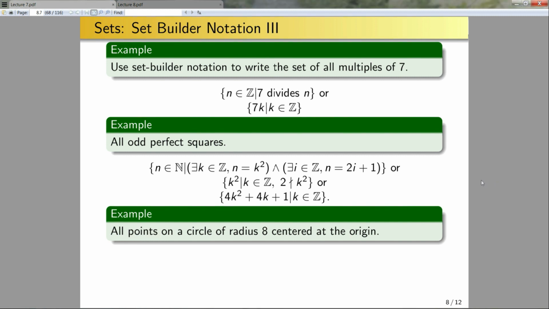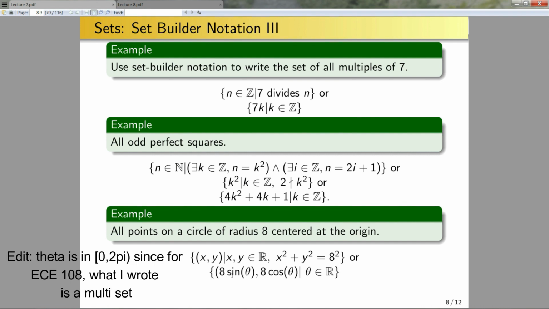Okay, so there are multiple ways of writing this. I could say this is the collection of all points of the form x and y, such that x and y are real numbers, and x squared plus y squared is equal to 8 squared. So here I'm simply saying that these are points that satisfy the property that they lie on this curve that represents a circle of radius 8 centered at the origin. Another way that I could write this out would simply be the set of all points of the form 8 sine of theta, comma 8 cos of theta, where theta is a real number. So here, if I plug this 8 sine theta, 8 cos theta in for x and y into this equation, I get that the equality holds. Therefore, I can simplify the above set into this bottom set here.